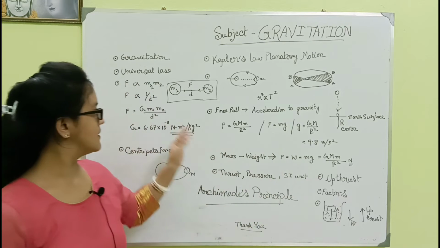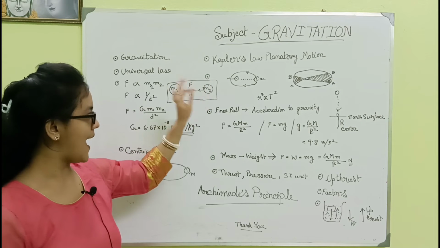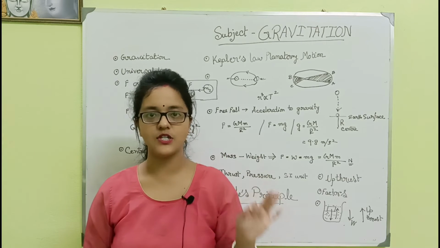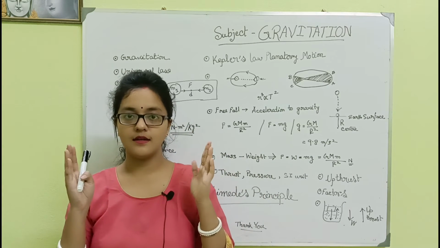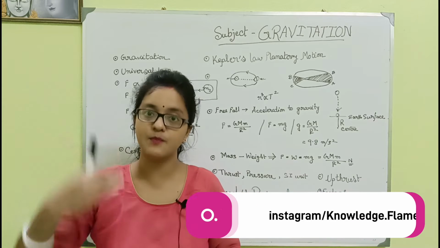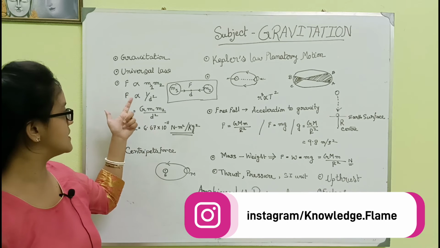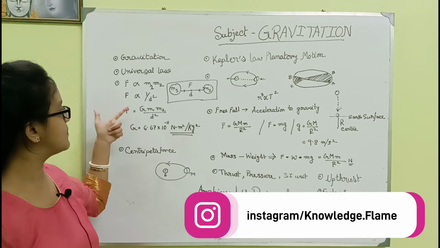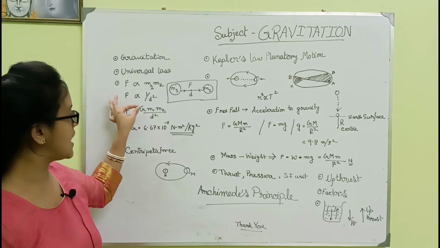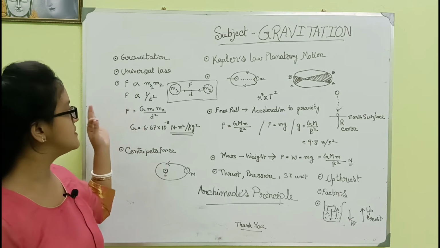Here in this diagram, the first object has mass m1 and the second object has mass m2, and the distance between these two objects is d. The force of attraction, the gravitation, is proportional to the product of the masses of the two objects and inversely proportional to the square of the distance between them. So we can say the force of attraction is the product of the universal gravitational constant and the masses of the two objects, divided by the square of the distance between them.